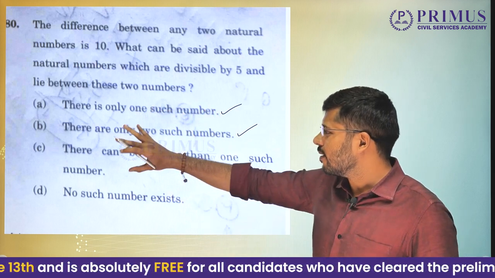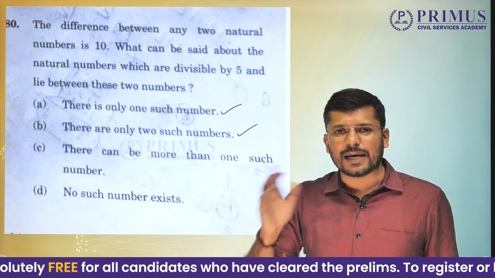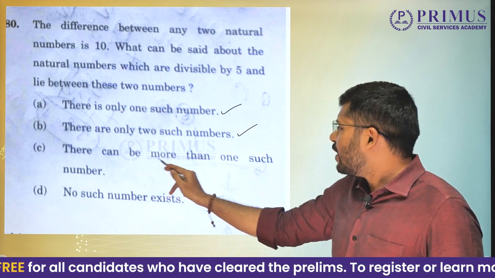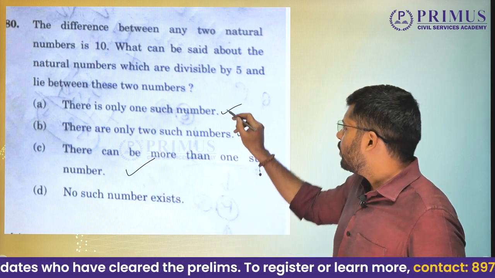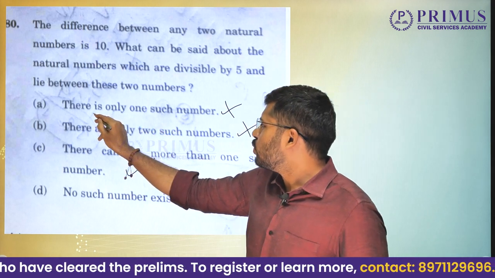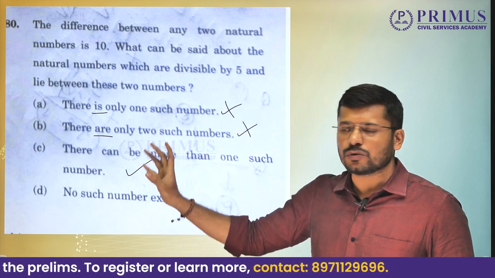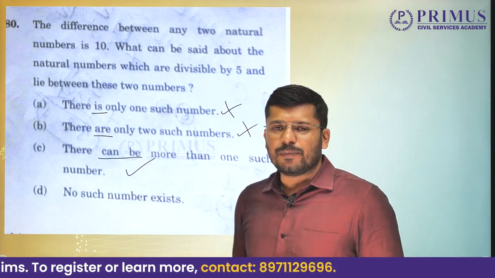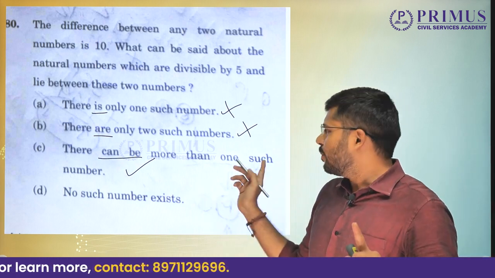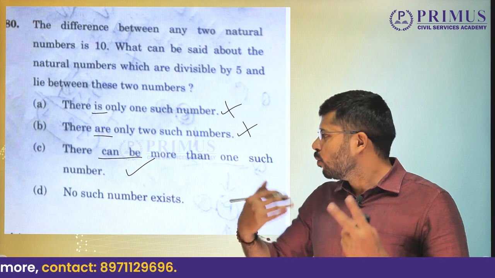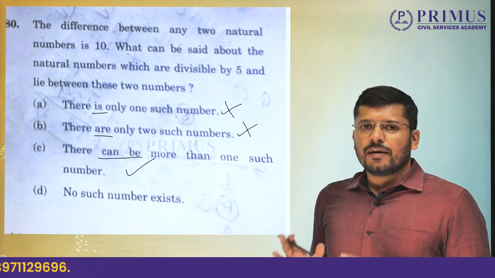So as per the set that you get, both option A and option B can be correct. But look at option C. There can be more than one such number. Yes, this holds good in both the cases. Options A and B use the words is and are, which talk about definite scenarios. But here they tell us can be. In some instances you will have only one such number, and in some there will be more than one, that is two numbers. So option C accommodates this scenario.